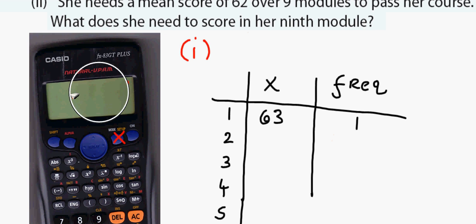What you need to do is click on setup. See, the setup button is green, so you're looking to get setup here. To get setup, you need to click the shift button. The shift button activates all the gold icons, for instance the cube roots and the 10 to the power. So you press shift, setup.